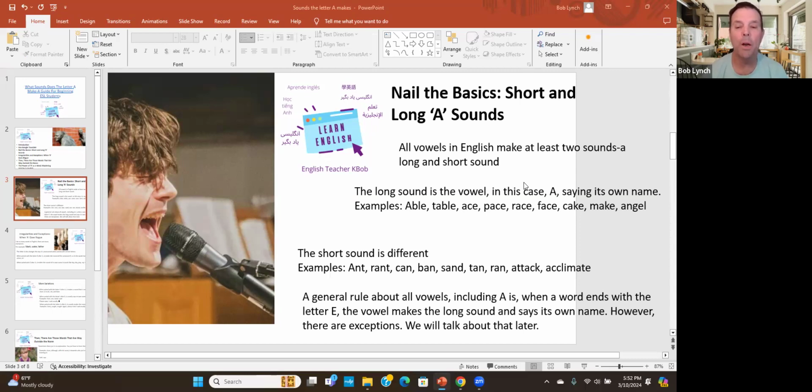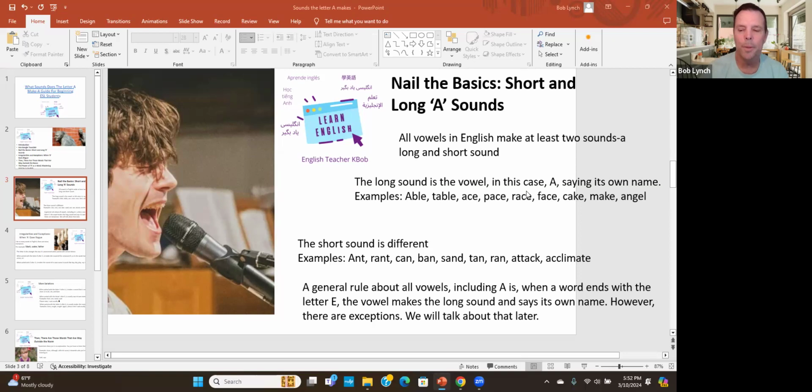A general rule about all vowels, including A, is that when a word ends with the letter E, the vowel makes the long sound and says its own name. However, there are exceptions. Like always, we'll talk about that a little bit later. Next slide here.